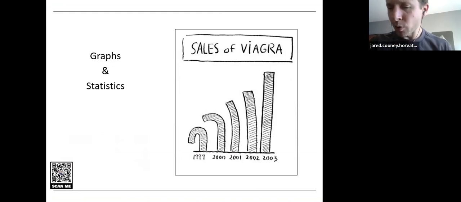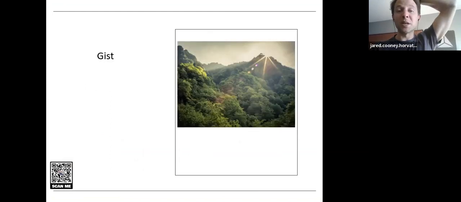And last but not least, I just want to point this out. If you're in a field like science or math, and we have to deal with charts, graphs, statistics, these do not work like normal images. The reason why you can process this image while listening to me speak is because it has a gist.